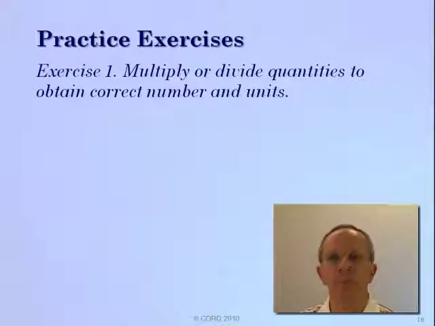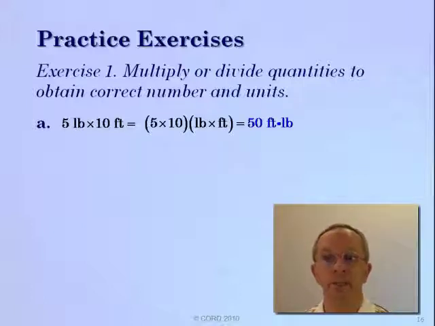So now let's look at some of the practice exercises that are in the back of this module. Again, as before, we'll not work every single one of the practice exercises, but just a few of them to give you a sense of confidence that you can work the rest of them by yourself. First thing we're asked to do is multiply and divide some quantities and obtain the correct number in units. So if we multiply 5 pounds times 10 feet, as you have seen in the text, we're going to multiply the values and the units separately. So multiply 5 times 10 and pounds times feet to end up with 50 pounds times feet, or more commonly shown in the physics books as foot-pounds.